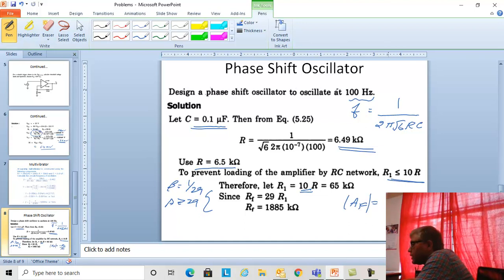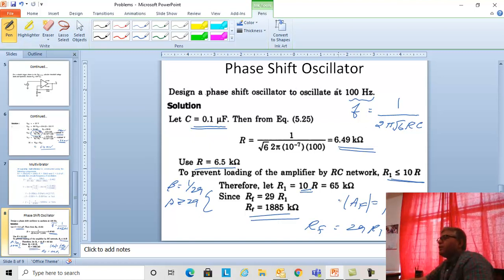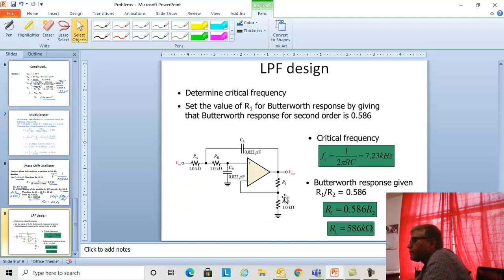Okay, so you can just neglect this one. Then RF will be equal to 29 R1. Take that value and you will have RF should be 18.85 kilo ohm. So this is how we design an RC phase shift oscillator. Let me go to the next one.